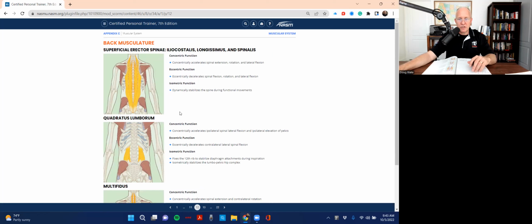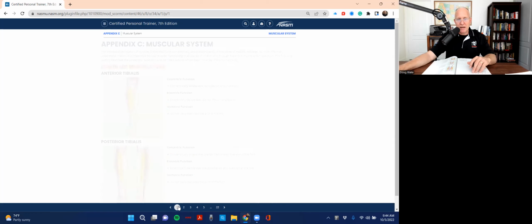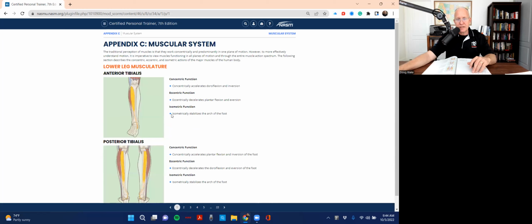What are you going to start to see? You're going to see lots of similarities. Now, there are going to be differences in certain ones, especially with the back musculature. Let me jump back over to the beginning. Look at this, the isometric. Now, by the way, the concentric and eccentric is in those particular planes of motion that you would be talking about with a particular muscle, right? So concentrically accelerates dorsiflexion and inversion.